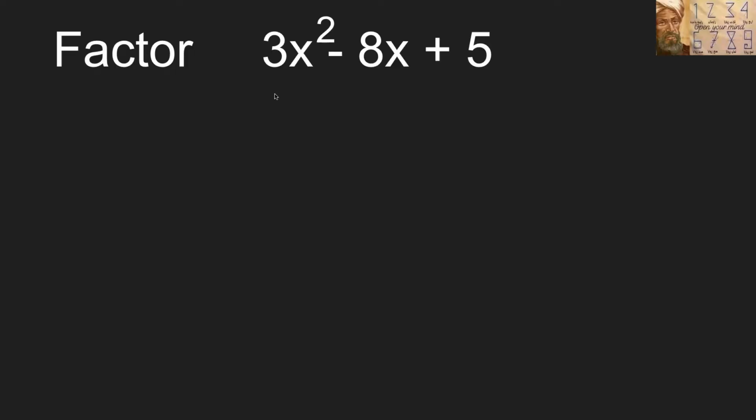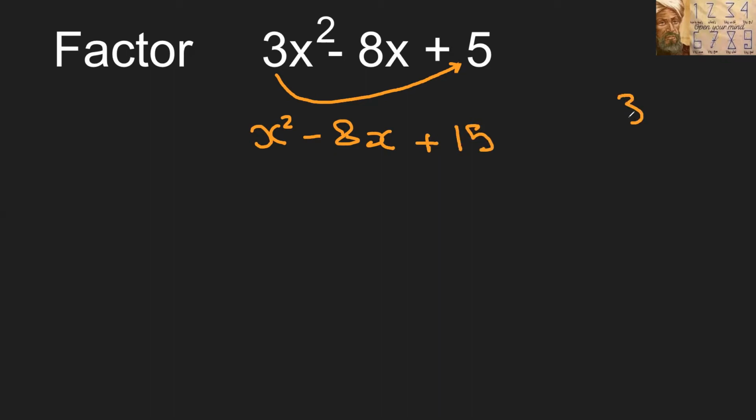So to be able to do this the fast and easy way that I told you, the first thing you have to do is multiply the 3 into that 5. And when you do that, you're going to get x squared minus 8x plus 15. Now remember that 3 that you multiplied into the 5. So that 3, you have to keep track of it because you have to use it later. So now when you look at this, this is a lot easier to factor.